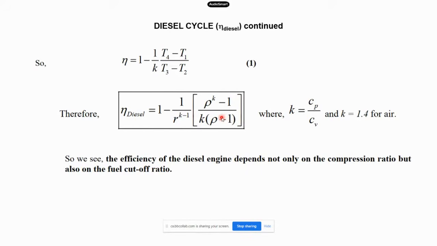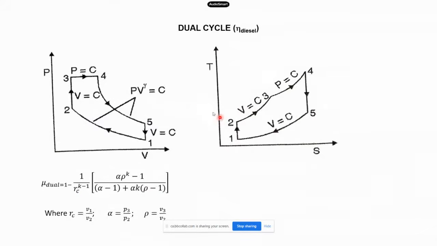So yeah, I think that's it. The last one is going to be the dual cycle. The dual cycle has so many names. One of the names is the dual cycle, the other one is the combined cycle, and there are quite a lot more. So, what is a dual cycle?